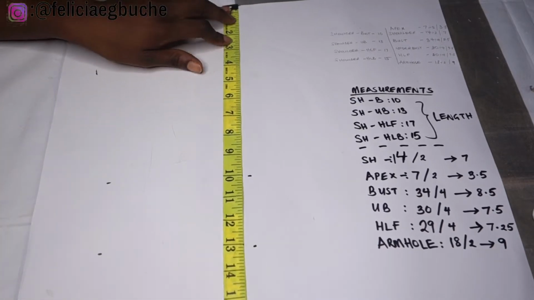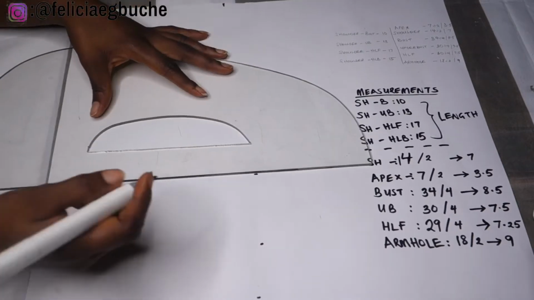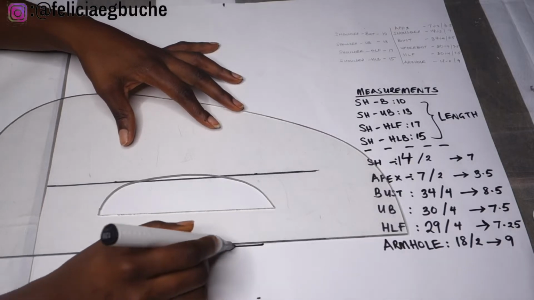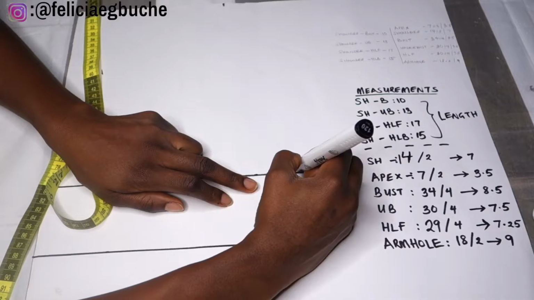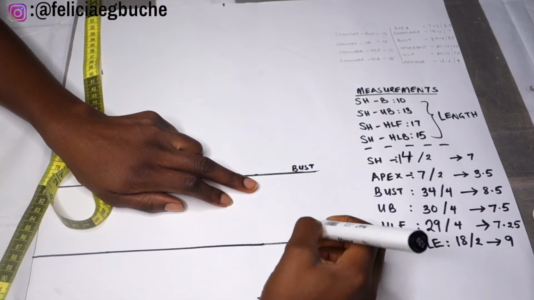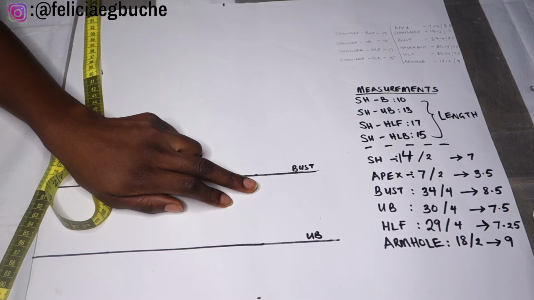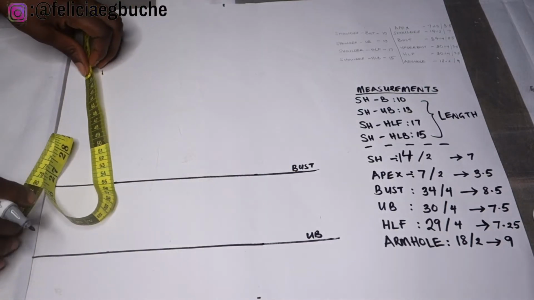This pattern we're making right now is the front bodice block. So we're not going to be using the shoulder to half length back yet because we're working on the front piece. Okay, so now I'm just marking my points, and I'm going to be using a ruler to connect. The next thing to do is to label your lines so that you know exactly where you're applying your measurements. Okay, so I have my bust, my under bust, and my half length front.